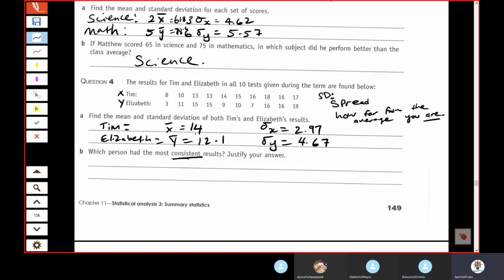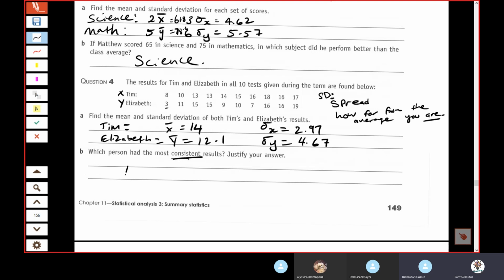So this average of 14, average of 12.1. Standard deviation is 4.67, so it's larger than the 2.97. So the person who had the most consistent results would have been Tim, because he's got a smaller standard deviation, meaning that he was more consistent. He consistently got the same scores. You can kind of see that. Elizabeth got a 3 here, which is a lot lower than her usual scores of 15, 16, 19, let's say. Whereas Tim's lowest score was like an 8. He was a little bit more consistent. Otherwise, everything else was 10, 13, 14, 15, 17, 18, whatever.